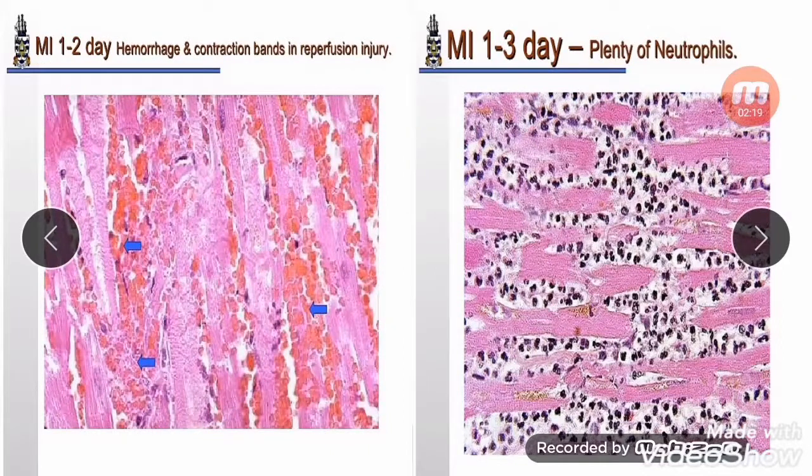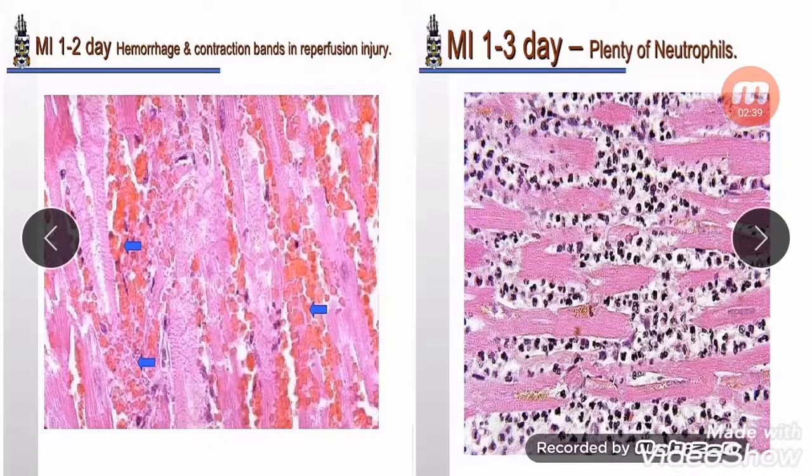Now, we will talk about the MI after 1 to 2 days in this slide. We will see the following features. Number 1, the myocardial fibers have dark red contraction bands extending across them. Number 2, the myocardial cell nuclei have almost all disappeared. And 3, there is beginning of acute inflammation.